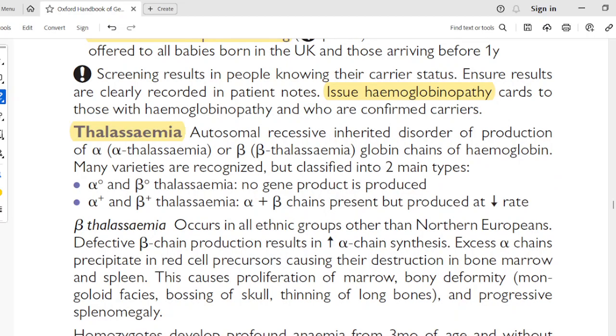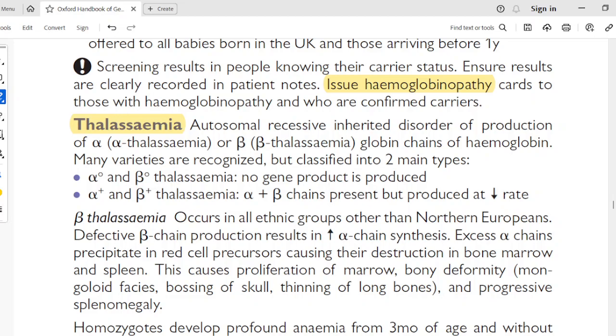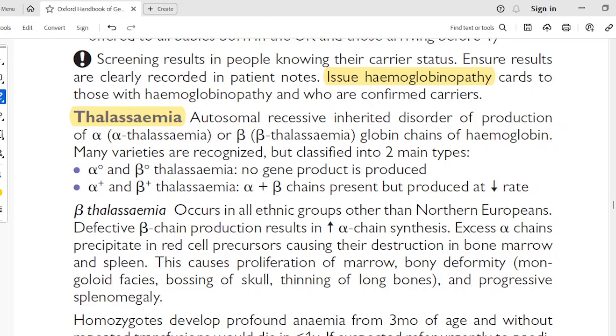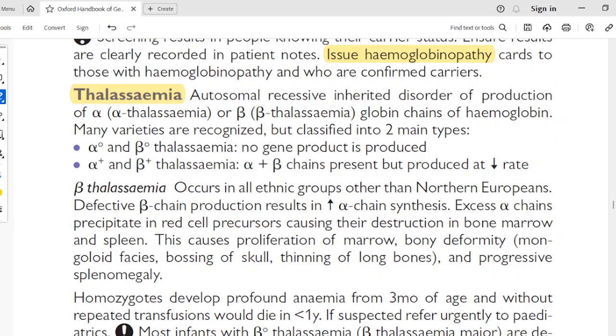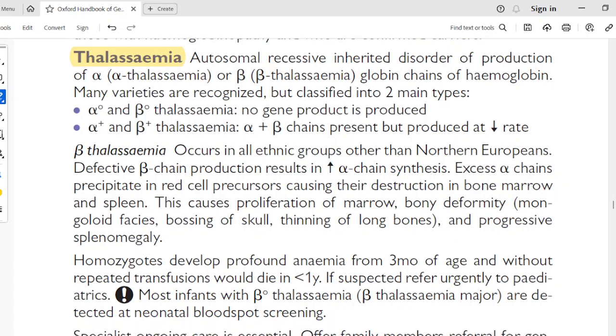Thalassemia. An autosomal recessive inherited disorder of production of alpha chains, alpha thalassemia, or beta chains, beta thalassemia, of the globin chains of hemoglobin. Many varieties are recognized but classified into two main types, alpha and beta thalassemia. If no gene product is produced: alpha 0 and beta 0 thalassemia. Alpha plus and beta plus thalassemia: alpha and beta chains are present but produced at a decreased rate.